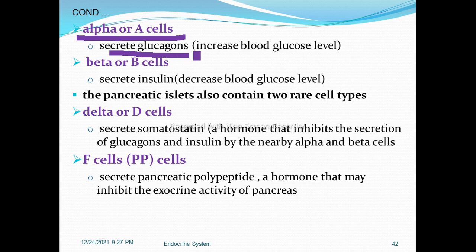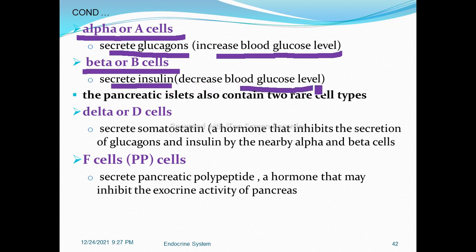Glucagon is important to increase the blood glucose level. The function of glucagon is increasing blood glucose level, whereas beta cells are responsible for secreting insulin. Its main function is to decrease blood glucose level.